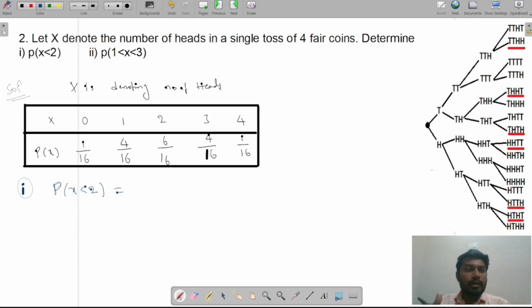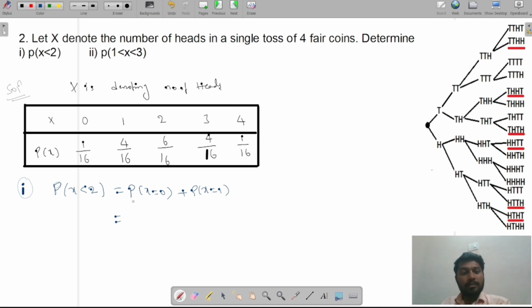So what are the values of x here? Below 2, right? So can I say x is taking the values 0 and 1? Yes. So x takes the values 0 and 1, which I can write as p of x equal to 0 plus p of x equal to 1. This is the way I can denote p of x less than 2.